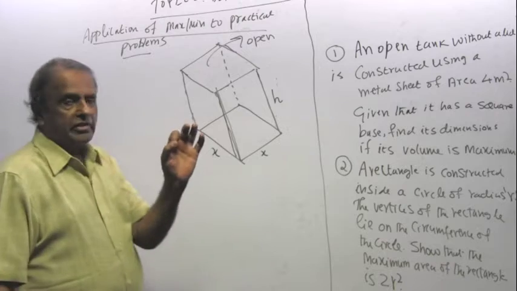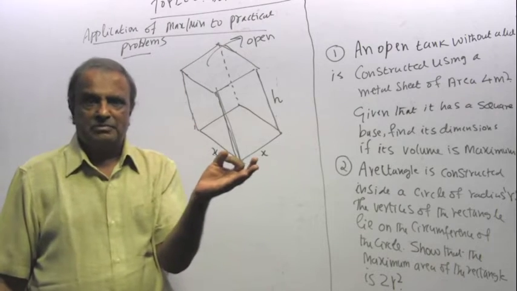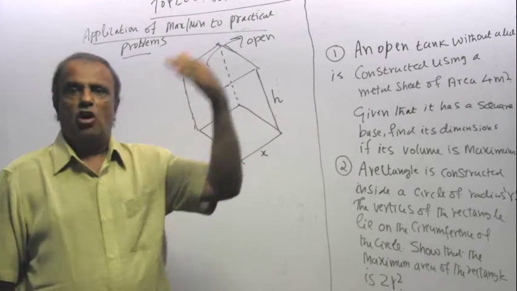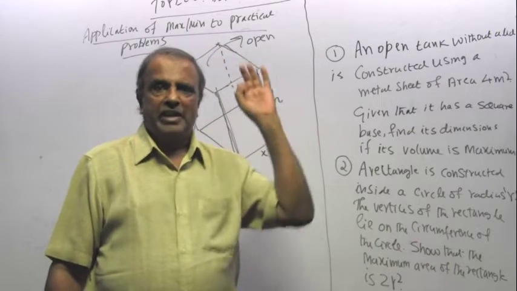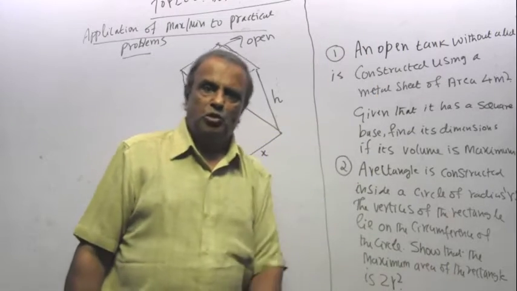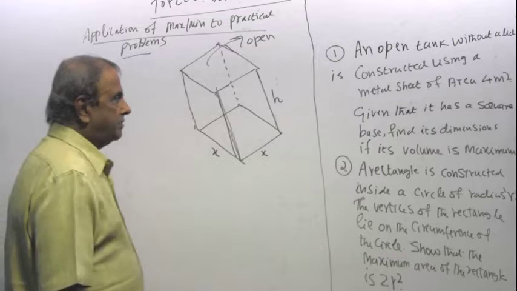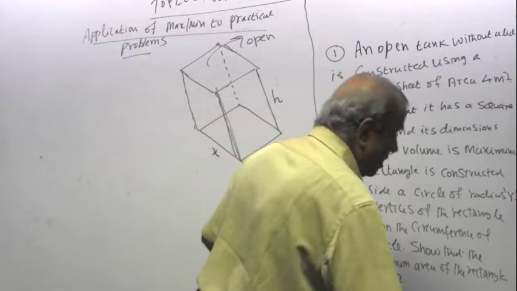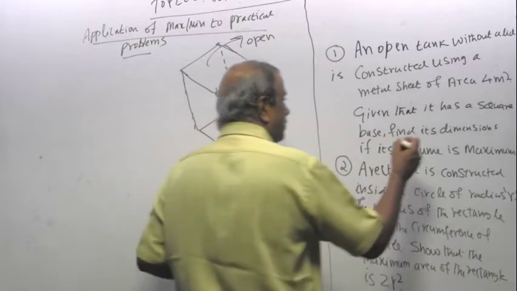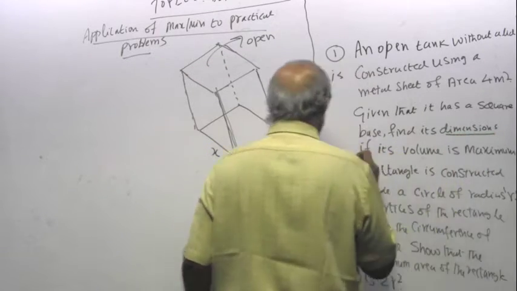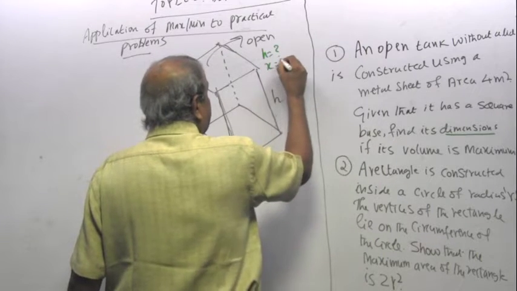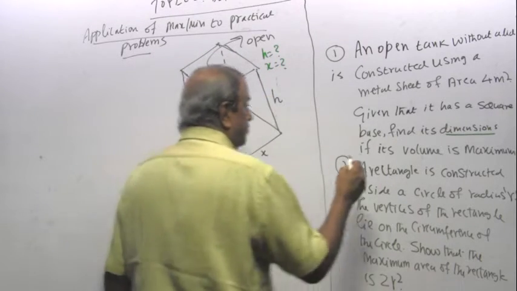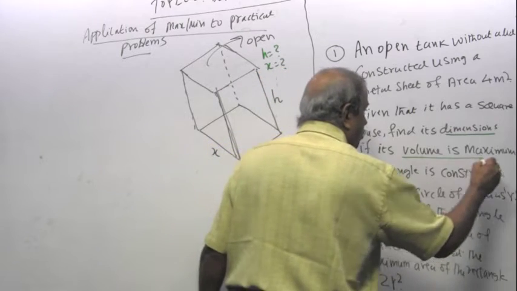So first job is read and understand the question. Where necessary, draw a diagram. Identify the variables. Call them as x, y, z, whatever variable you want. Agreed? So, and you're being told, find its dimensions. That means I need to know what is height, what is x, when its volume is maximum.